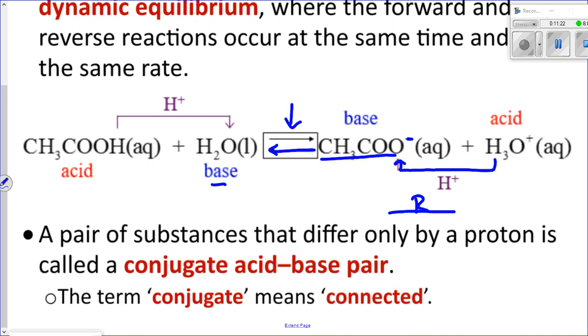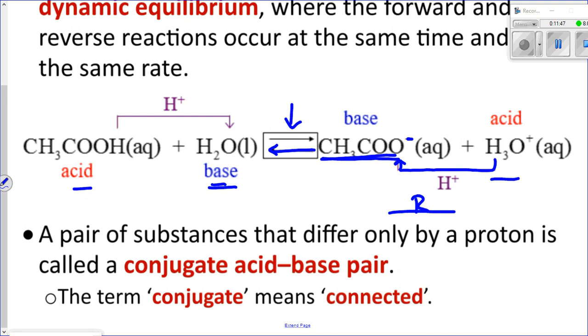So a pair of substances that differ by only a proton is called a conjugate acid-base pair. So this acid has a conjugate base, which is this. The only difference between them is they differ by one proton or one hydrogen. Same here. Water is a base in this case. Its conjugate acid would be hydronium. It has one extra proton.